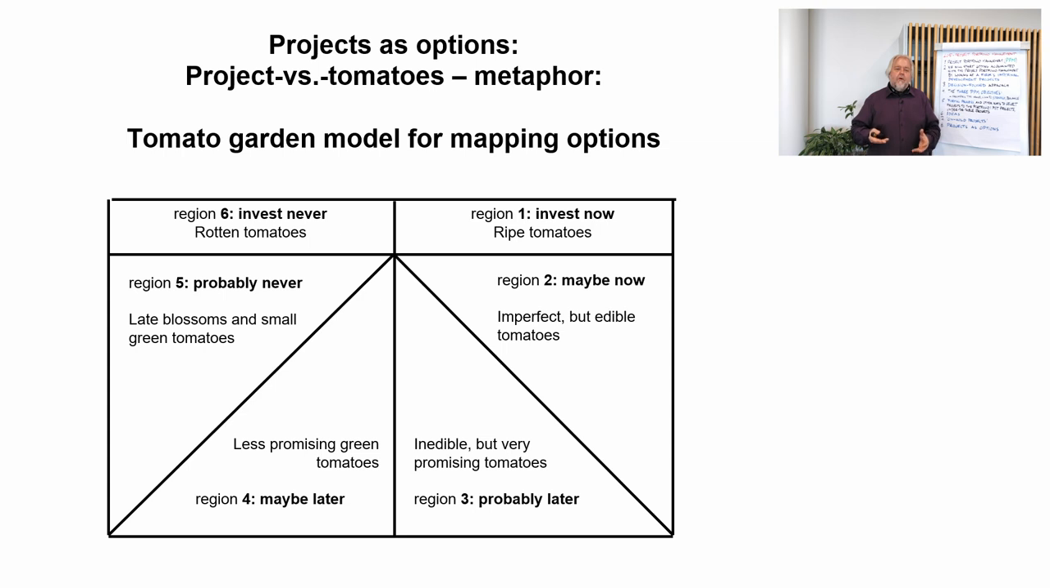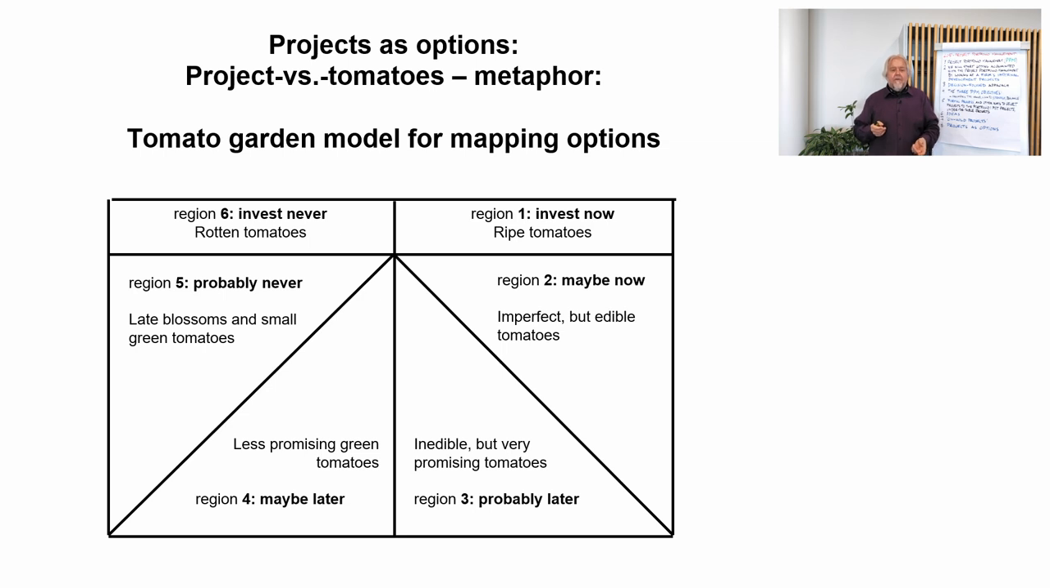the status of region number 4 may change to region number 3. So we might move to region number 3, and those tomatoes can be inedible, but very promising tomatoes. And then the decision is connected to the idea that probably later. And again, we must continue watering the region and put some other resources in that region. And if everything goes well, we move into region number 2 status, where we have imperfect but edible tomatoes. So it can be maybe now. We can even take them to grocery or to the market and do the final investing, or then still wait if region 2 develops into region 1.